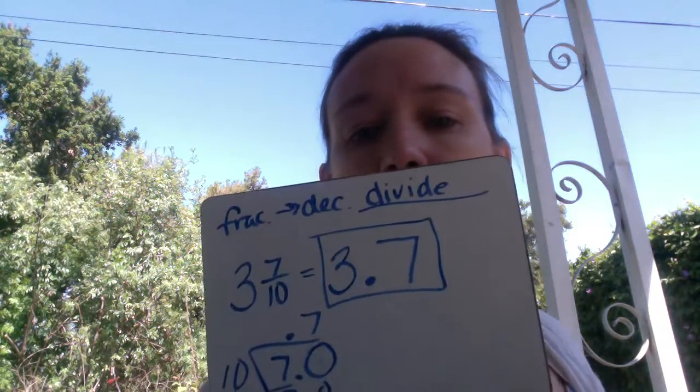Okay, so now I want you guys to try the example that's on there, 2 4/5. Go ahead and pause the video, you try it, and then I'll show you the answer. So pause, change 2 4/5 into a decimal, and then check your answer in a second.